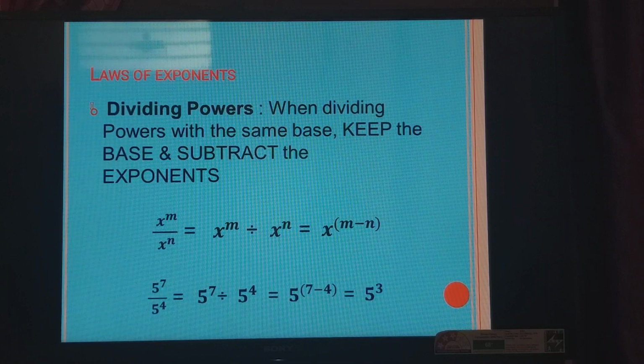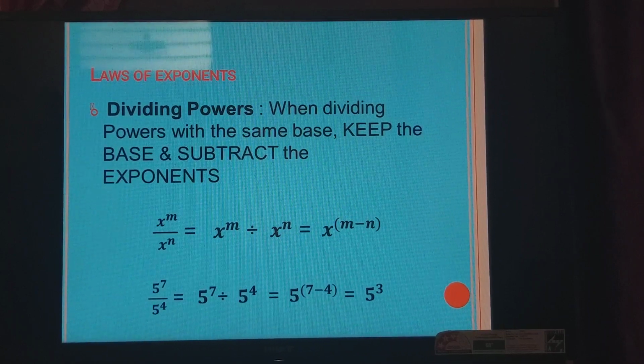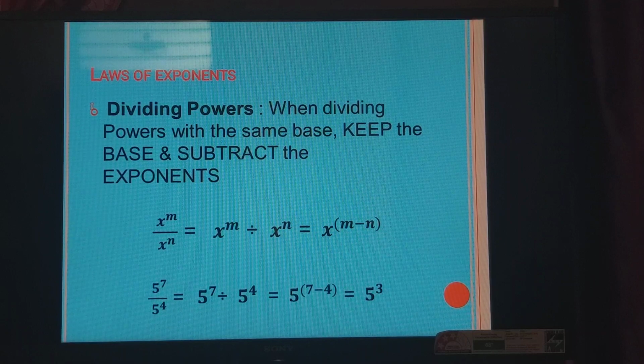In continuation of the laws of exponent, we have dividing powers. When dividing powers with the same base, keep the base the same and subtract the exponents. Here, x raised to m divided by x raised to n: we keep the base x and the exponent becomes m minus n. For example, 5 raised to 7 divided by 5 raised to 4 gives 5 raised to 7 minus 4, which is 5 raised to 3, that is 125.